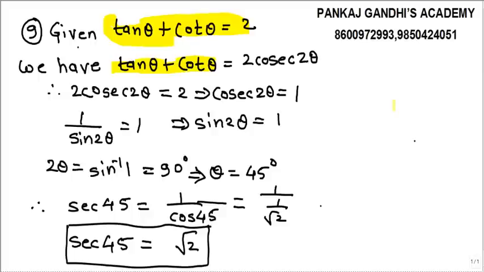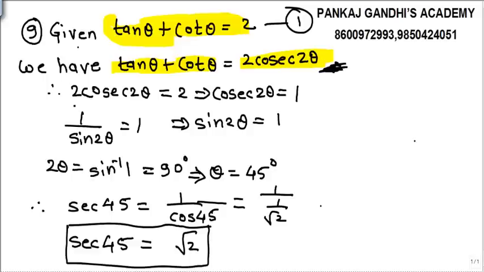Question number 9. Tan theta plus cot theta equals 2. So we have to find the value of sec theta. So let's solve it. We know that tan theta plus cot theta is equal to 2 cosec 2 theta. We have this relation. It's given that tan theta plus cot theta equals 2. So we will put the values in this relation.